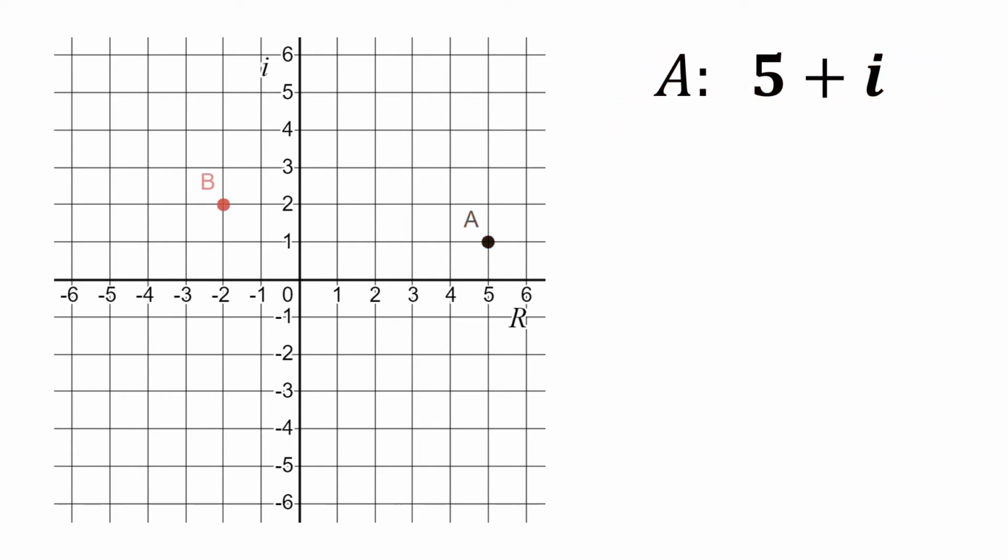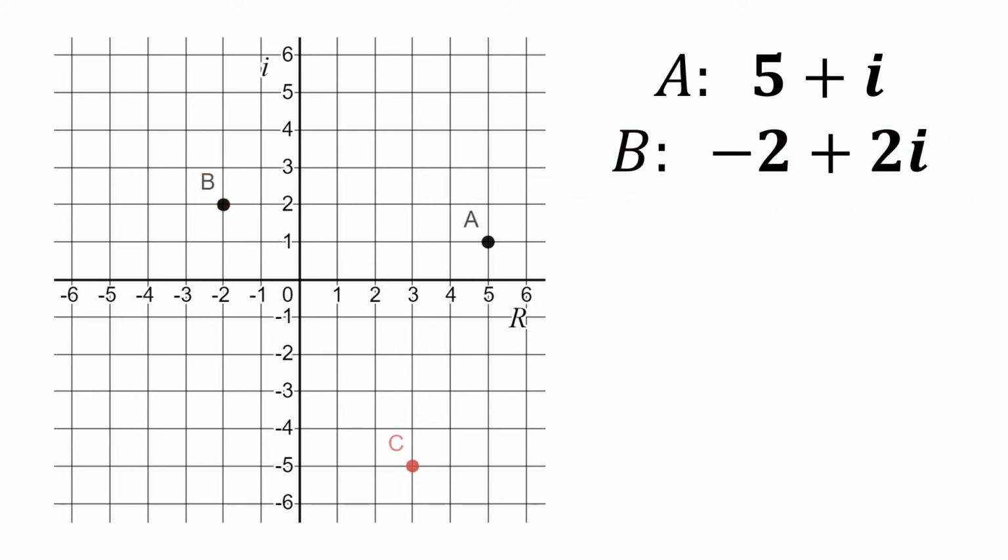Our second complex number, and we've labeled this one B, it looks like its plot is 2 units to the left on the real axis and 2 units up on the imaginary axis. So its number will be -2 plus 2i.